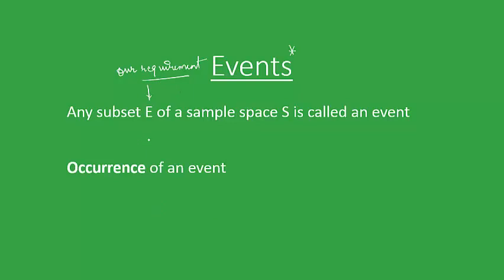After we have looked into what events are, let's learn about the occurrence of an event. The event is said to have occurred if any point of that favored subset comes as the outcome of the experiment.